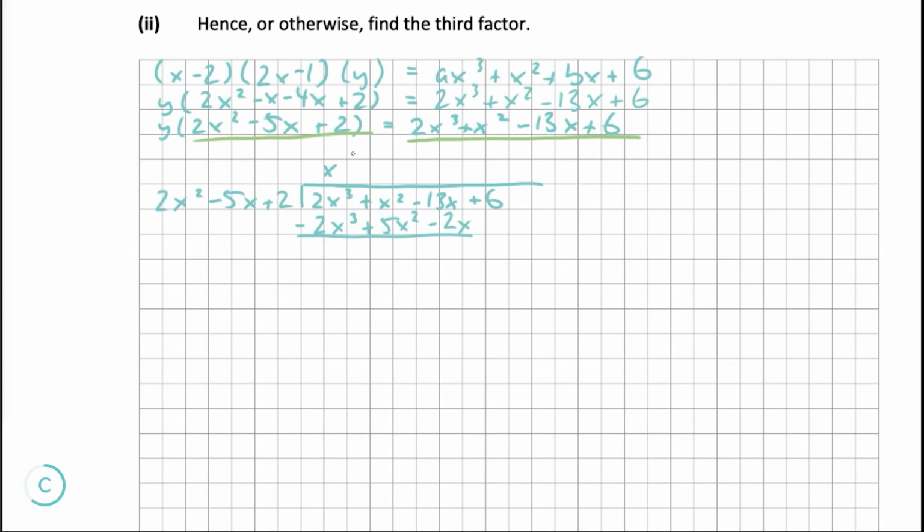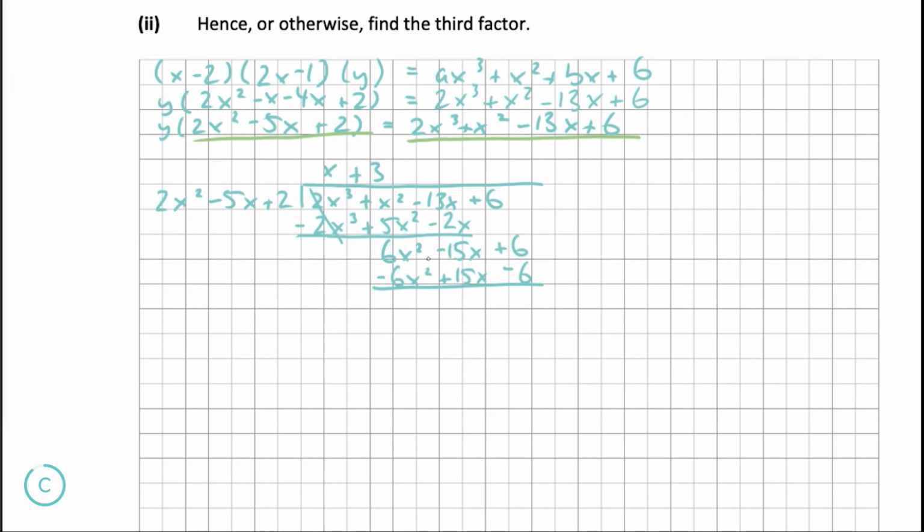So once you've multiplied everything by x and are taking it away, the first term should cancel, and then it'll give us a new equation to work with. So 2x cubed minus 2x cubed will cancel. X squared plus 5x squared is 6x squared, and minus 13x minus 2x is minus 15x. And then we're going to want to bring down the plus 6 from up here. And now we can see that to get from 2x squared to 6x squared, you'd have to multiply by plus 3. And now what we're going to do is multiply everything on this side by plus 3 and take it away.